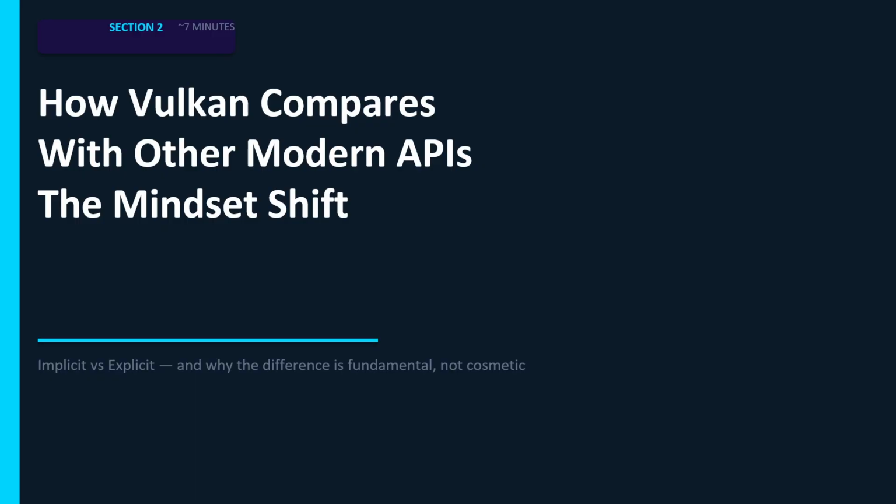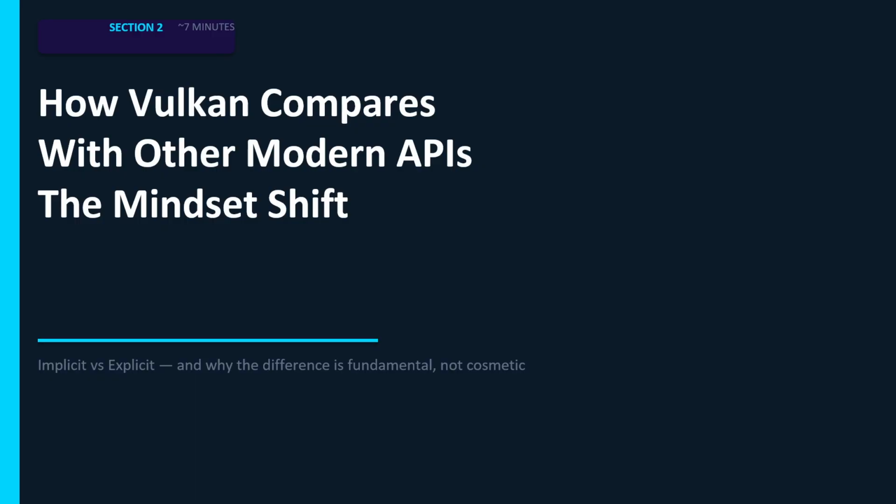Now this is a high-level mental model of Vulkan. How Vulkan is different from other APIs, and what exactly the overall mental model is. What exactly is the mindset shift?